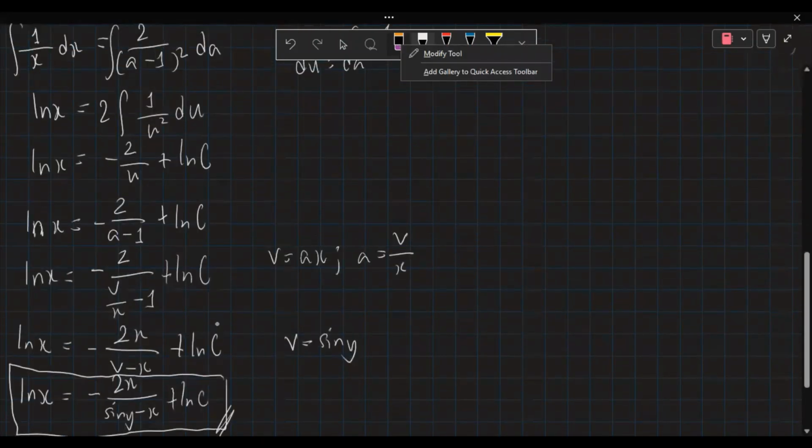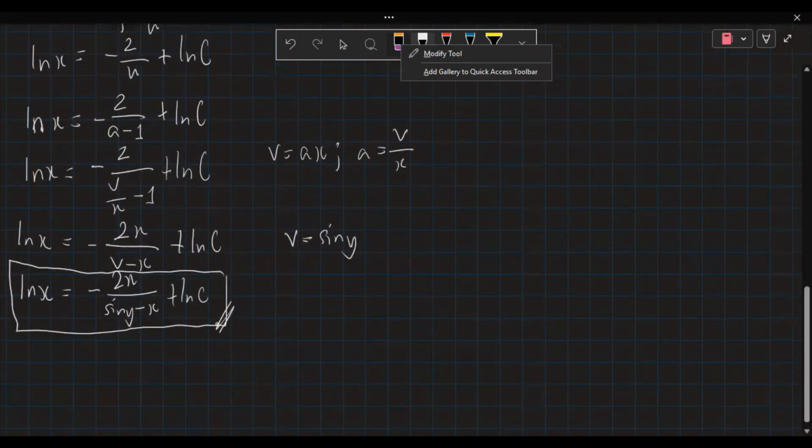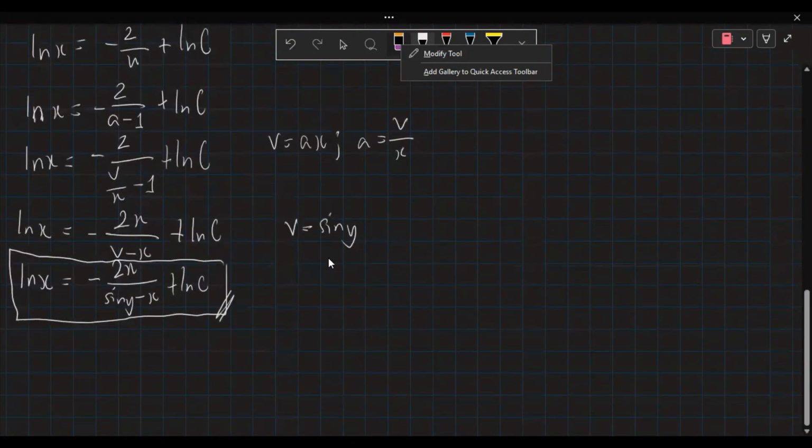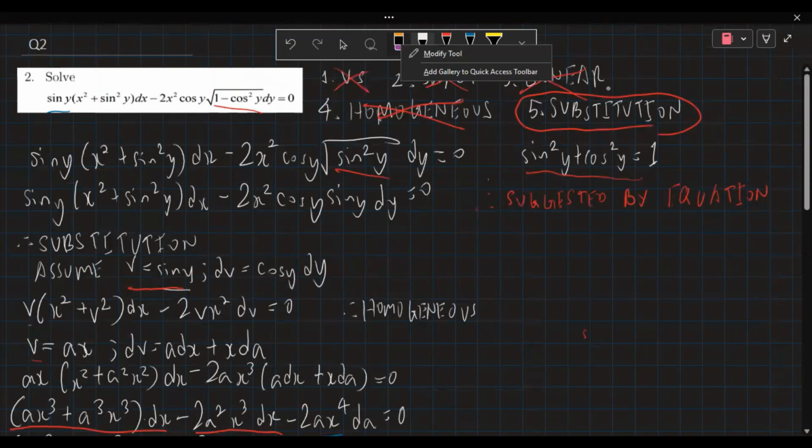And then we substitute it back, and we substitute our a. So v equals ax. And then we substitute our v again into sine y. So always remember to substitute it back to the original terms that we had in the equation. So our final answer is ln x equals negative 2x over sine y minus x plus ln c. And usually in our quiz 1, we don't have to simplify it further. So very good. So let's go to our final sample problem.